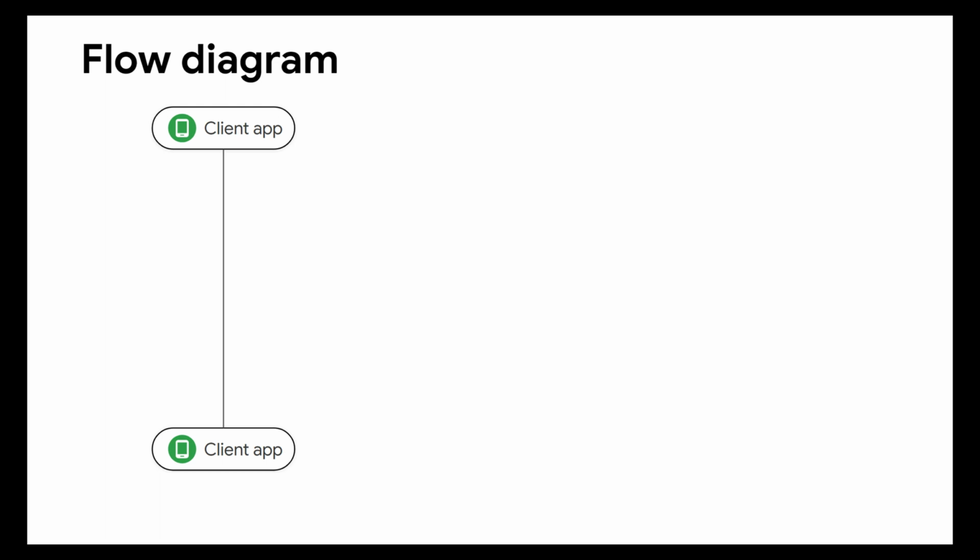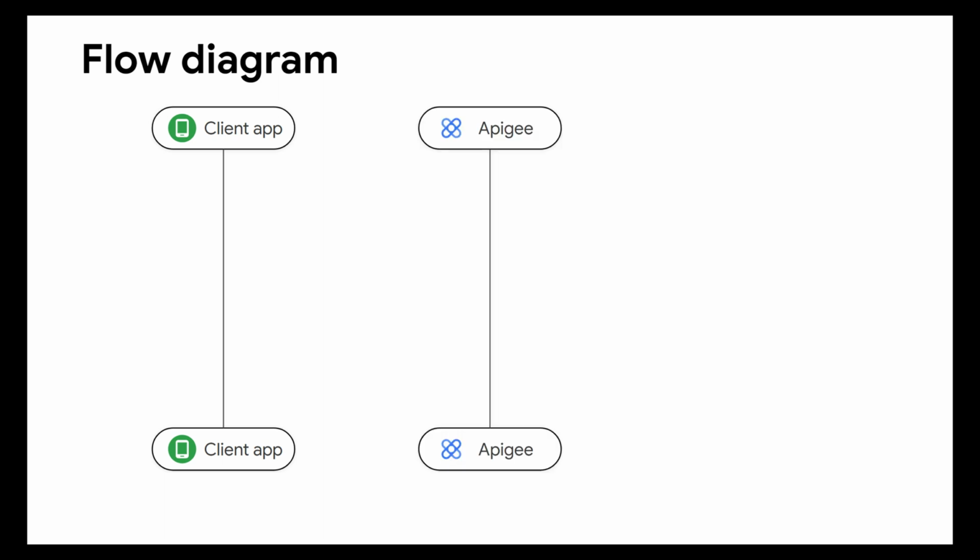We'll start with the client app, which is an API consumer that needs access to protected resources. Typically with this flow, the client runs on a server rather than locally on a user's laptop or device. In our sample, Apigee is the OAuth authorization server.